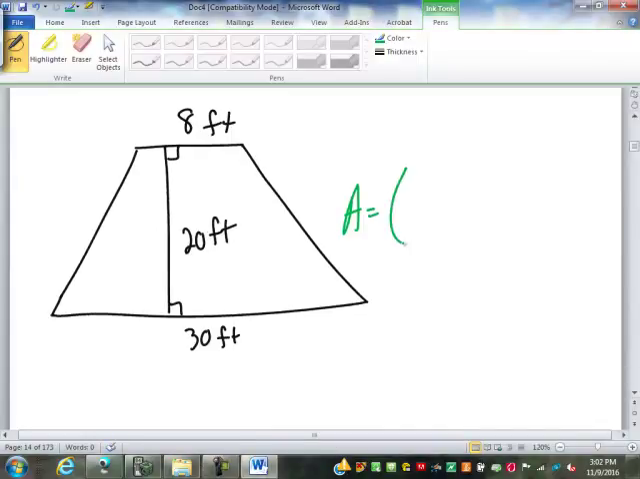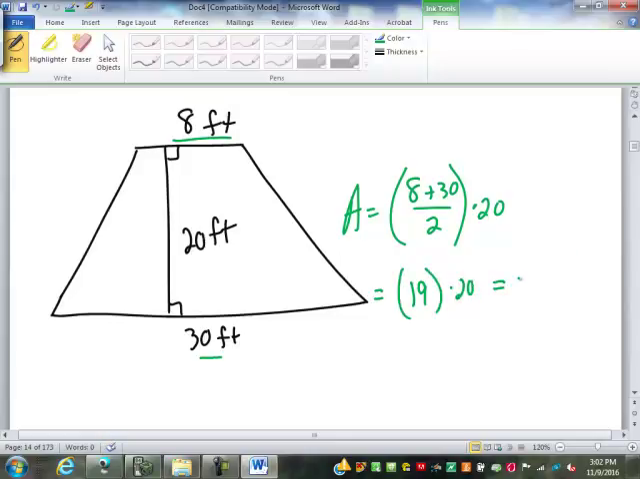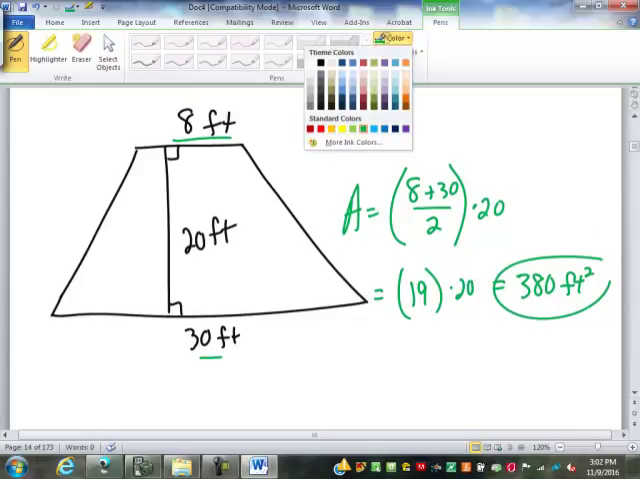So the area is going to be the average of the bases. So 8 plus 30 divided by 2. And then times the height. 8 plus 30 is 38. Divided by 2 is 19. Times the height of 20 is 380. Those are in feet, so this will be in feet squared, or square feet.